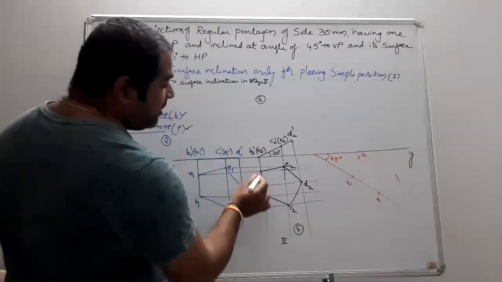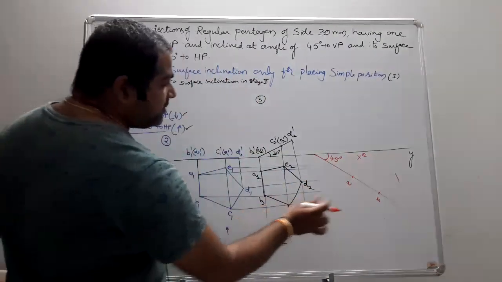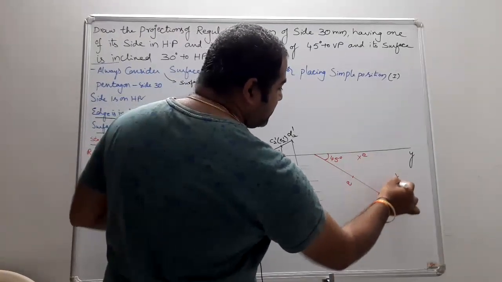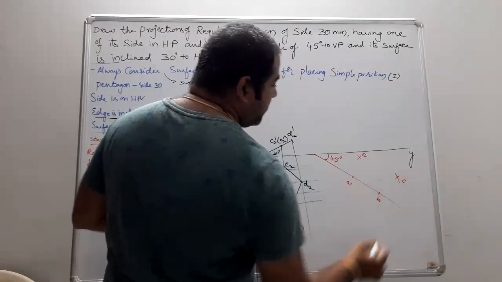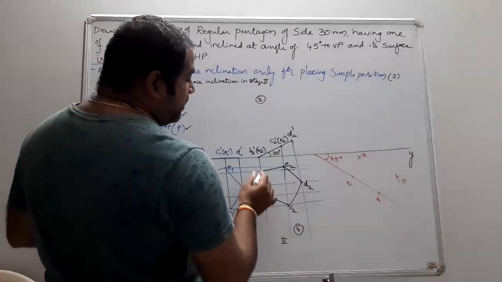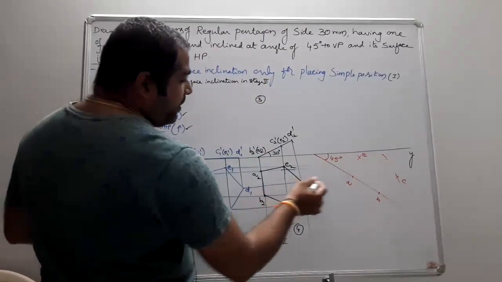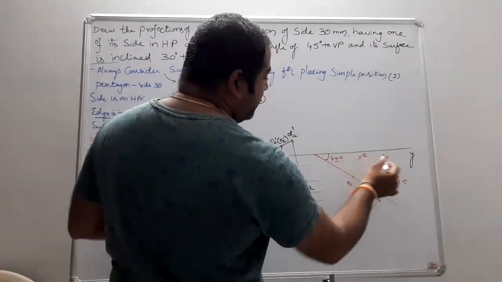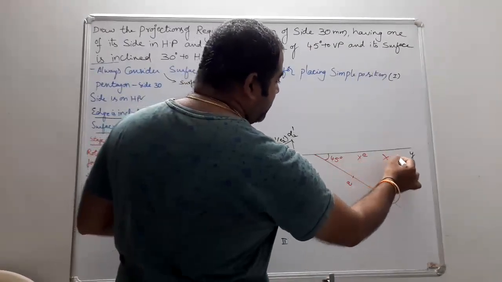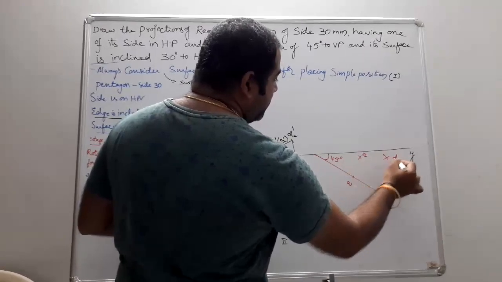This was E. With AC as radius, draw an arc. With BC as radius and B as center, cut this arc to obtain point C. Next, point D. With AD as radius, draw an arc. With BD as radius, cut this arc to obtain point D. Now join all the points. This becomes AE. This becomes BC.